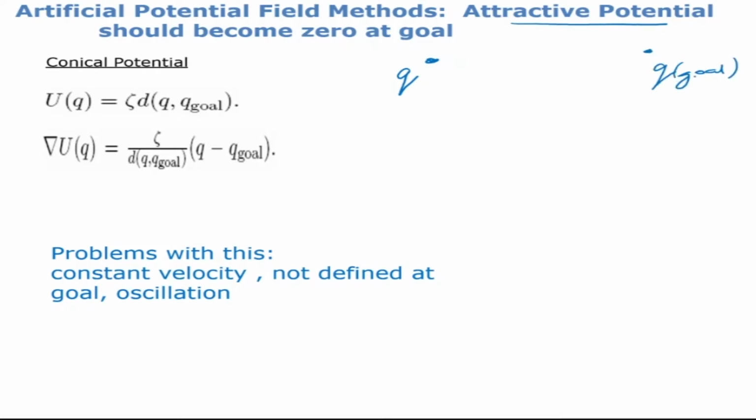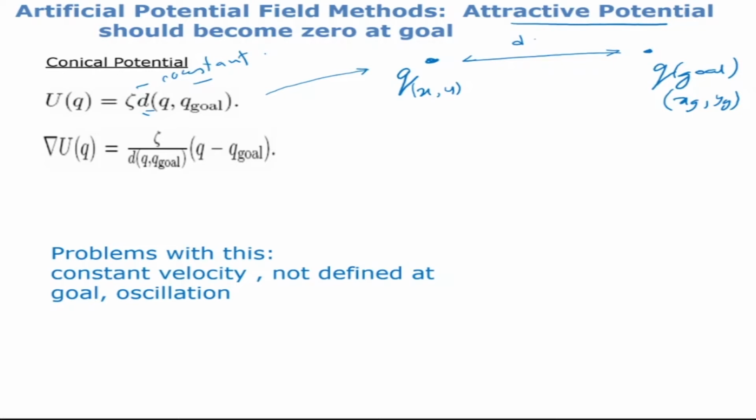So what is d? d is the distance between these 2. That's my d. This is q with coordinates x, y, and let's say this is x goal and y goal. So d is the distance between the 2 configurations q and q goal. My simplest potential function that I'm putting here is a conical potential, where zeta is a constant and d is the distance between the robot and the goal.